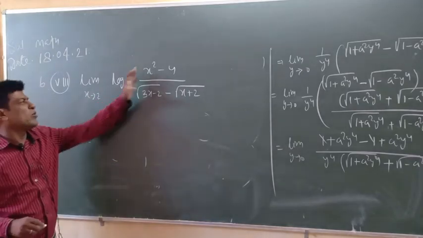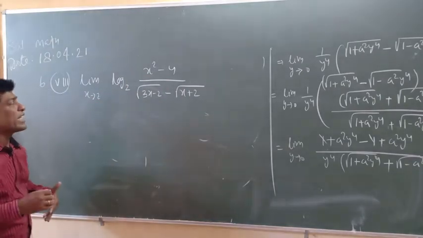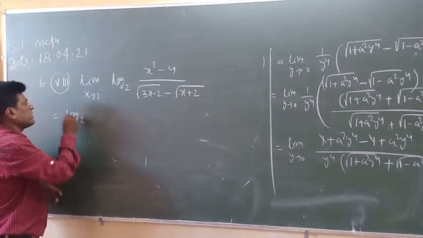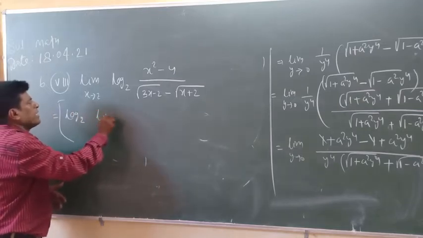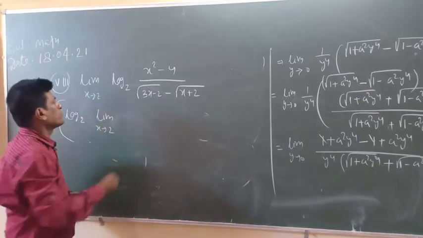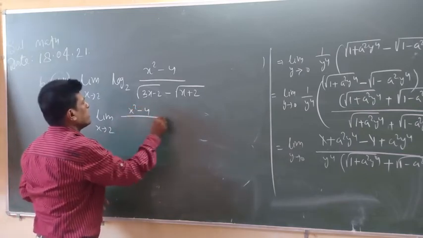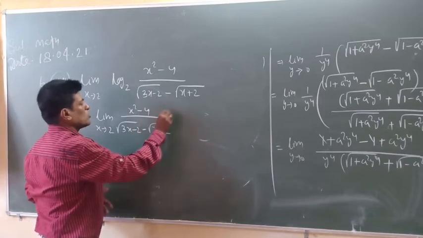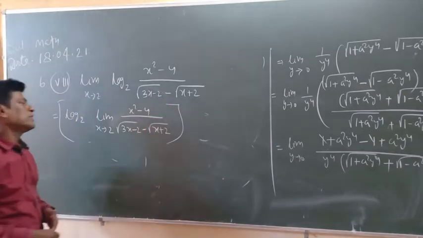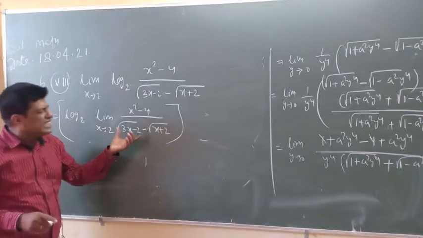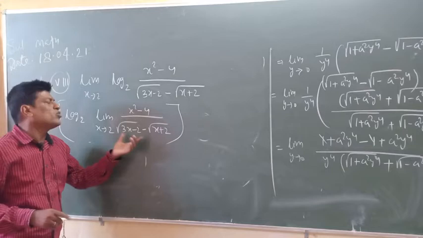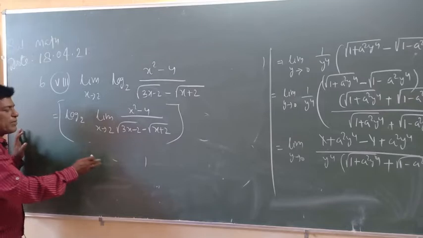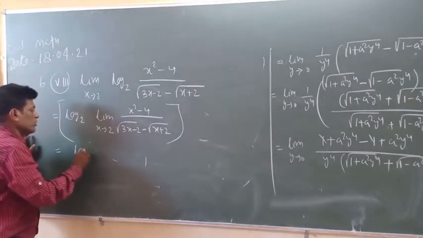The only variable part is inside, so log 2 is taken outside, similarly to how cos was taken outside in the earlier question. Taking log 2 outside of the limit: limit x tends to 2 of x square minus 4 divided by root of 3x minus 2 minus root of x plus 2. The bracket is completed here. Since the denominator side has roots, the conjugate of that root expression is multiplied in both numerator and denominator. Now the next step, log 2 is outside of the limit.